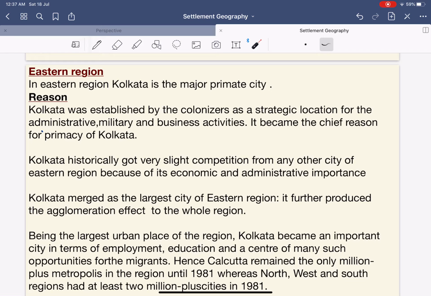This was the number one. Number two was that there was very slight competition from any other city in the eastern region because of the economic and the administrative importance. Next, Calcutta emerged as the large city of the eastern region. It further produced agglomeration effect in the whole region.